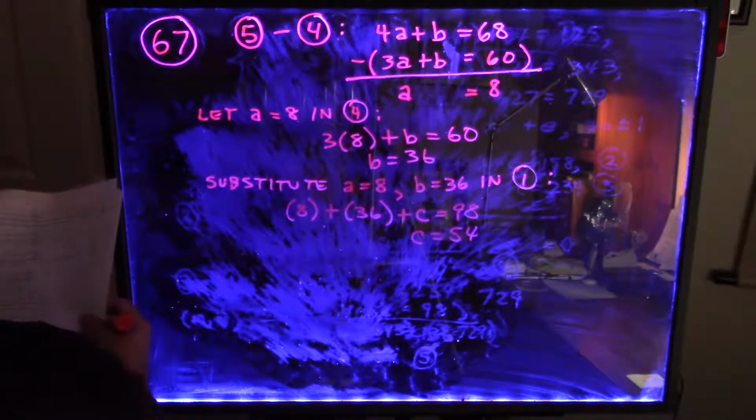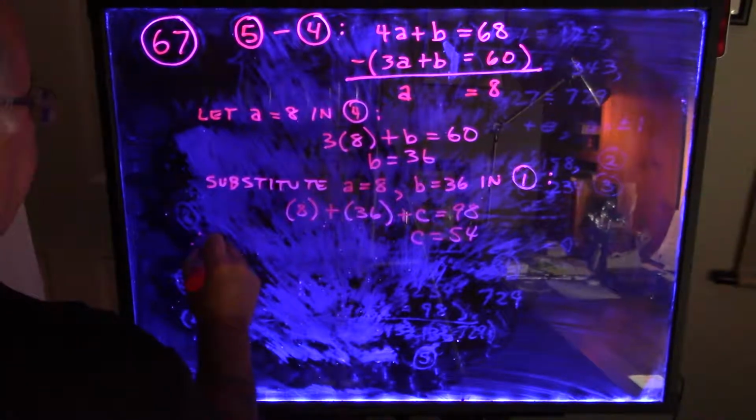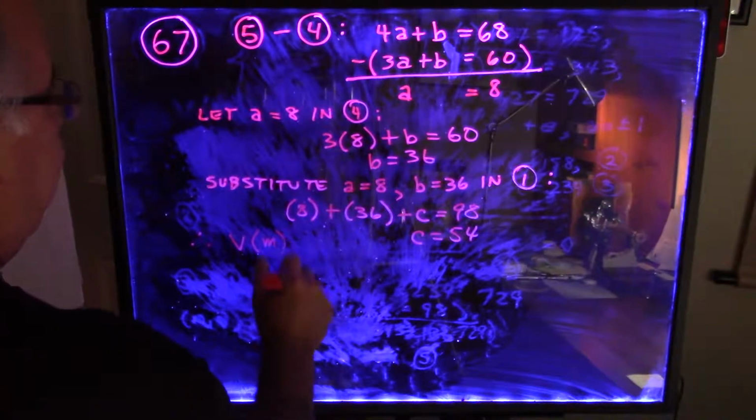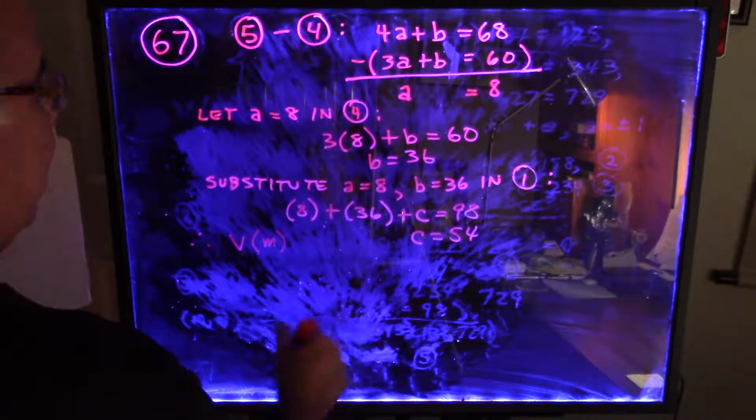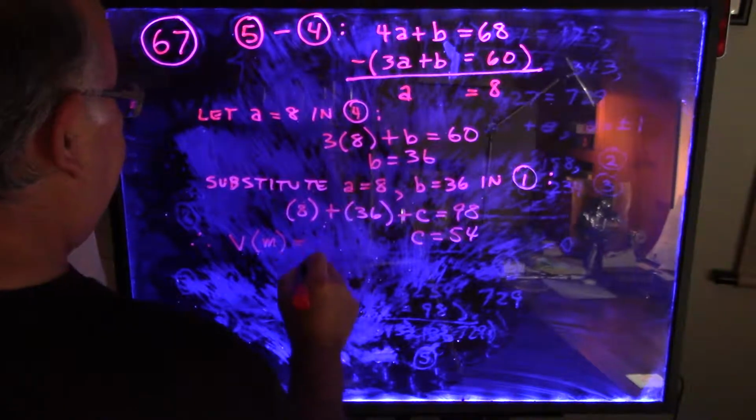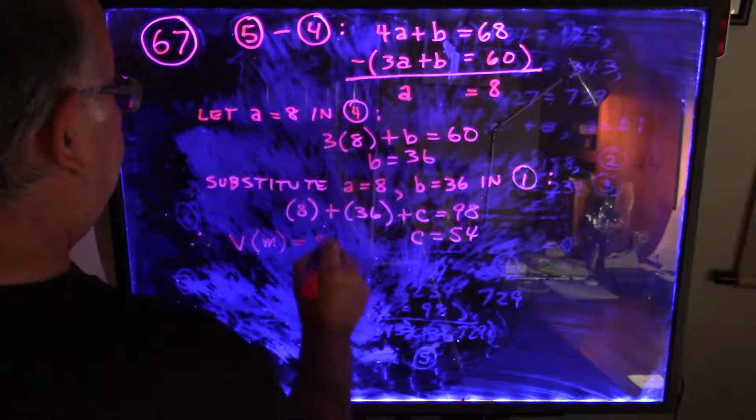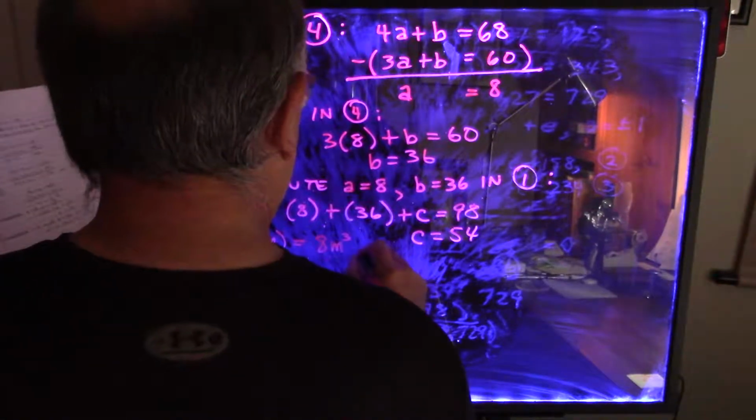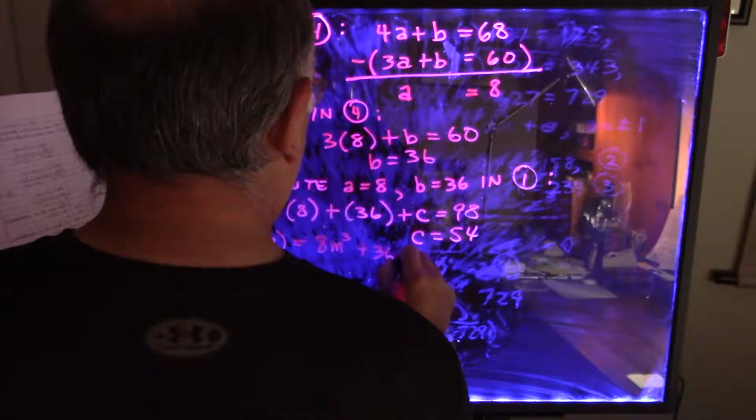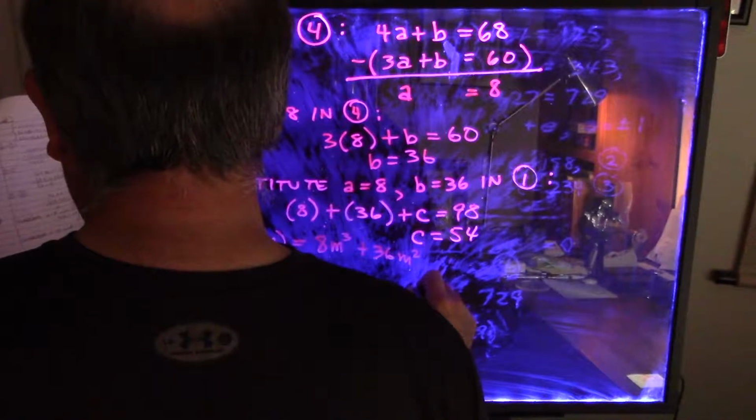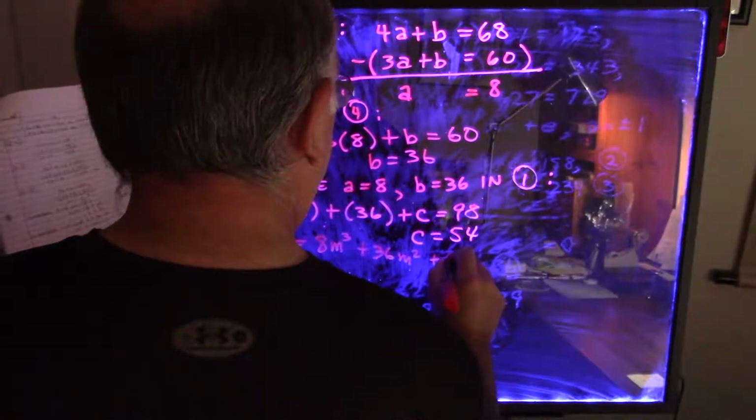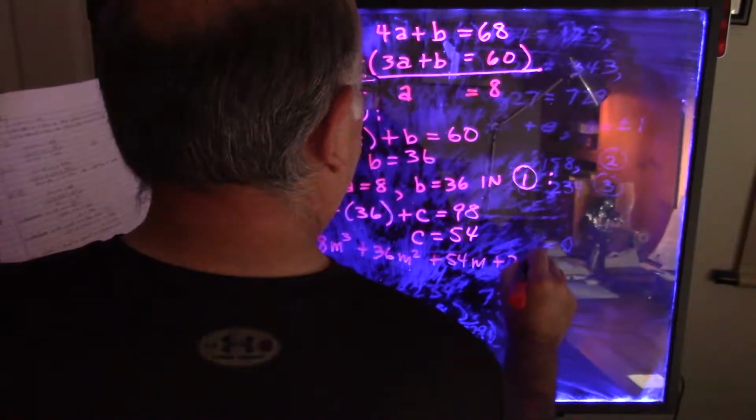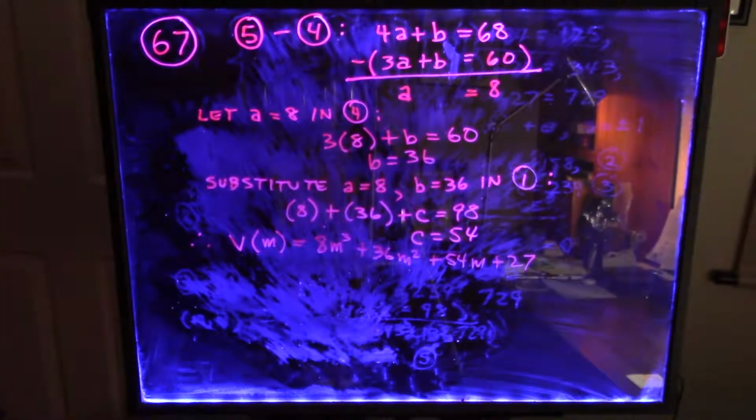Alright, so we've got them. So therefore, go back to v of m and let a equal 8, b equal 36, and c equal 54. So this is 8m cubed plus 36m squared plus 54m, and then plus 27, and there is our volume function.